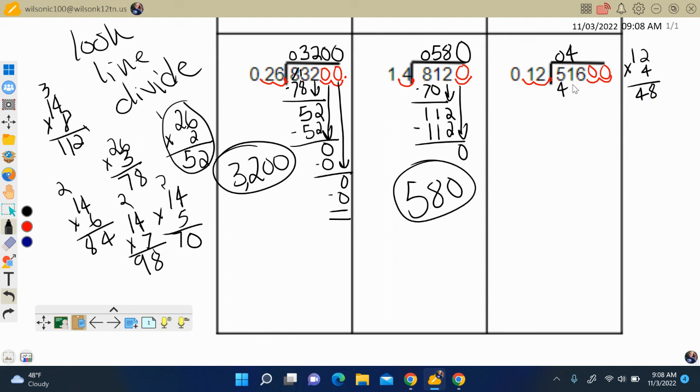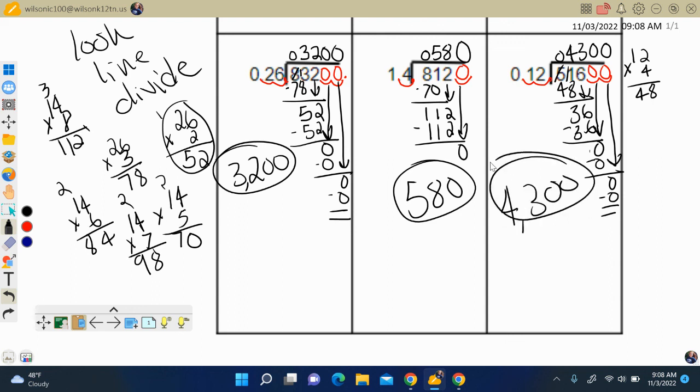4 times 12 is 48. Let's borrow. 9, 10, 11, 36. I know that 12 times 3 is 36. Let's subtract. Bring down that 0. 12 can go into 0 times. Bring down that last 0. 12 can go into 0 times. Your answer is 4,300. If you got 43, you did not bring down your zeros.